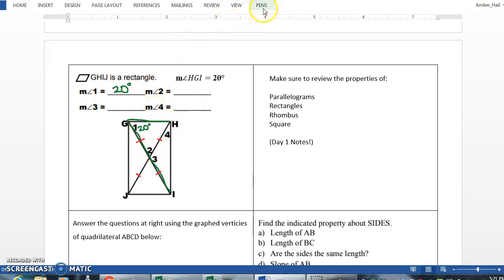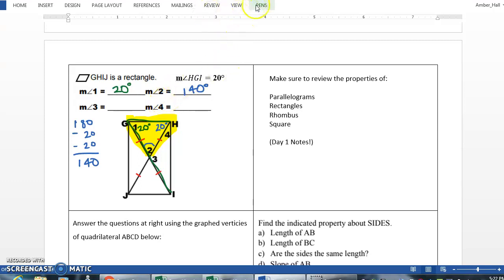Now, if you look right here, this triangle that I just created happens to be an isosceles triangle. And I know that the base angles of an isosceles triangle are congruent. So if angle 1 is 20, I know that this angle is 20 degrees. Now in order to solve for angle 2, I just subtract that from 180. So 180 minus 20 minus another 20 equals 140. The measure of angle 2 is 140 degrees.